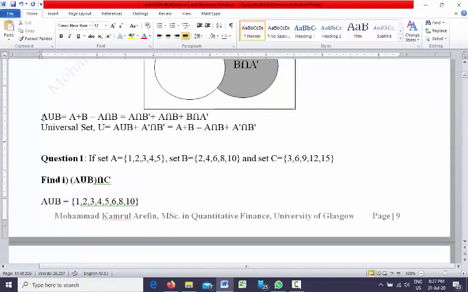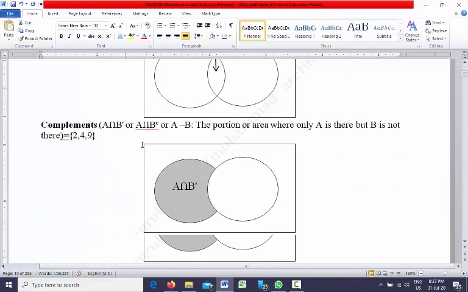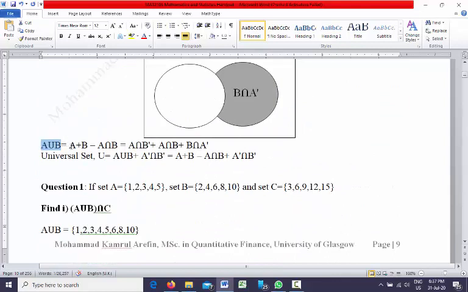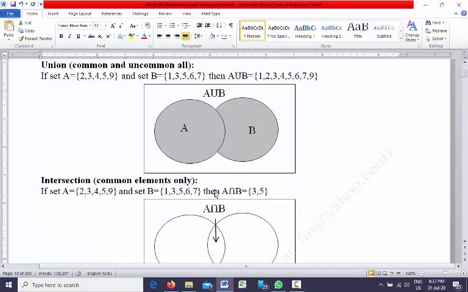Now we have already discussed this one, A union B. The formula for A union B is equal to A plus B minus A intersection B. So A union B is this one.